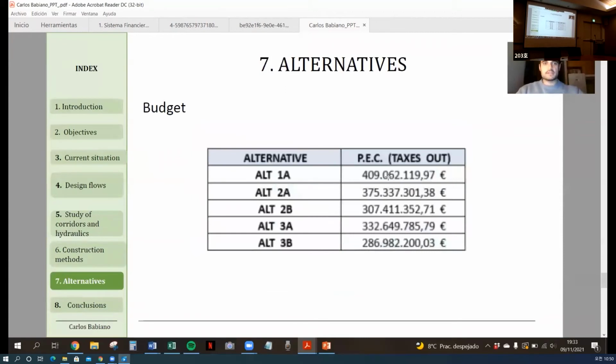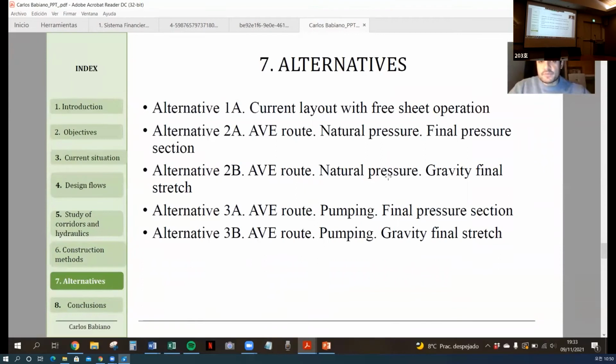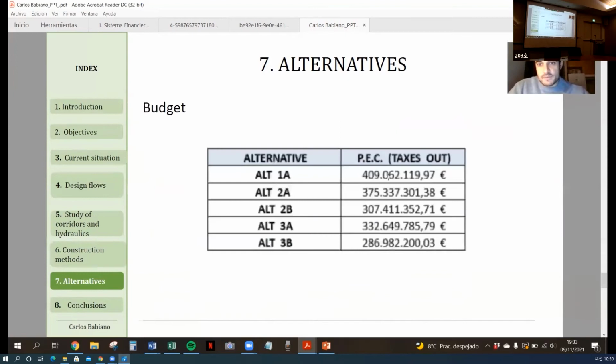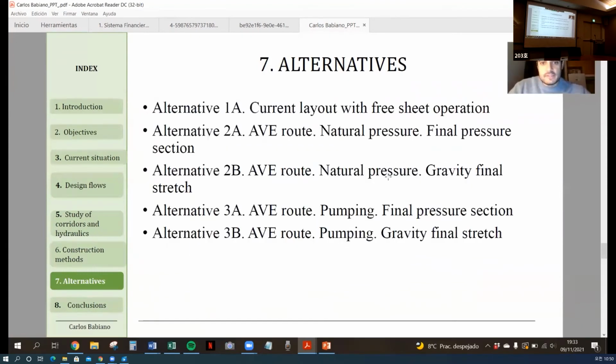So going to the conclusions, first of all, if we see the budget, we see that the first alternative is the most expensive one. The first alternative considers the current layout with free sheet operation, and the cheapest one is the last one, the 3B. This one is the pumping using the corridor of the railroad with the train, pumping, and also with the gravity final stretch. So pumping is good in economic terms. Okay, taking into consideration the first point.